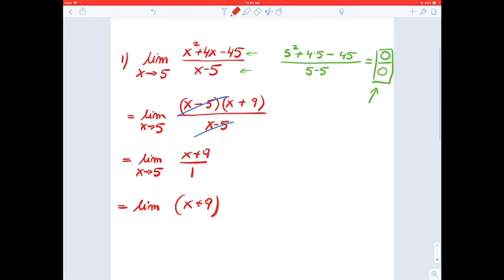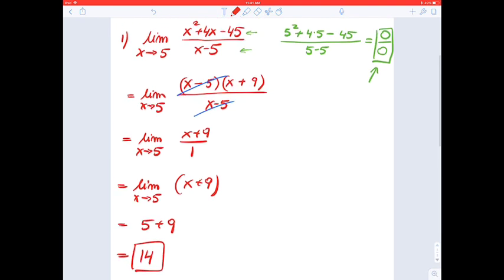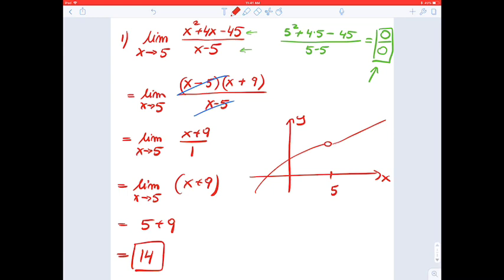Okay, now I did simplify my expression, and I did eliminate 0 from the denominator. That's the most important, and I think I can use direct substitution. I can substitute 5 instead of x. The limit is 14. That means the behavior of this function at 5 is 14. I don't know exactly how the function looks, but just the idea: at 5, the function is approaching 14.